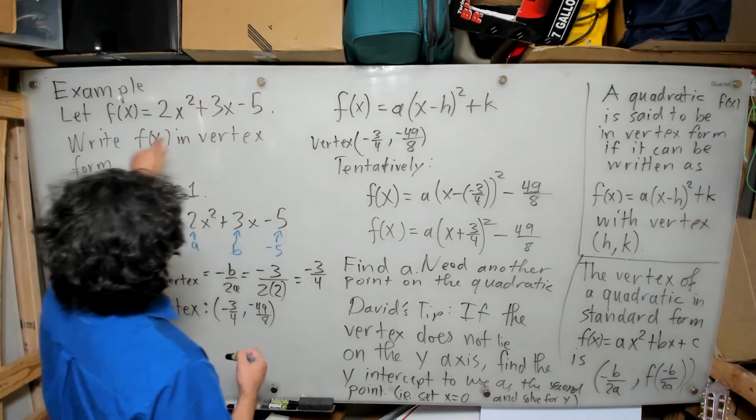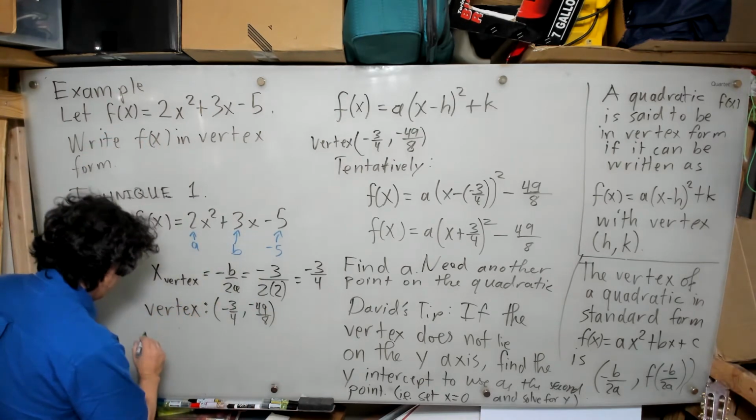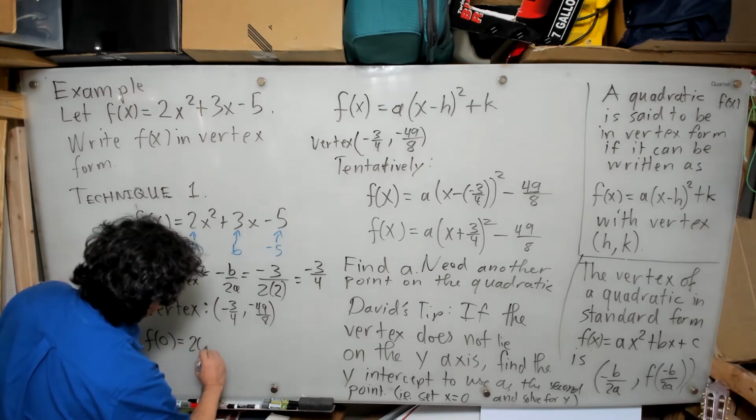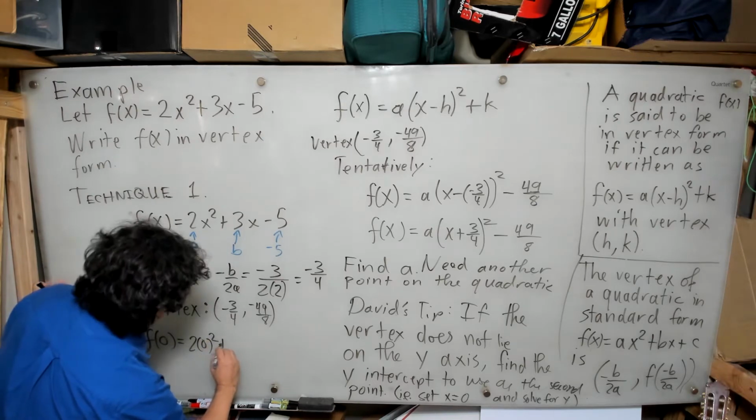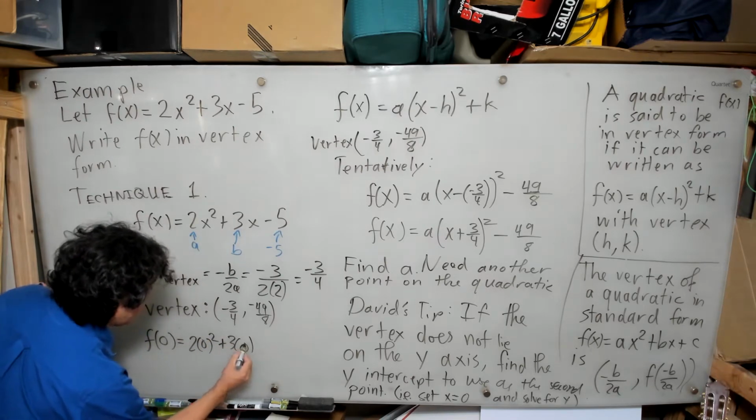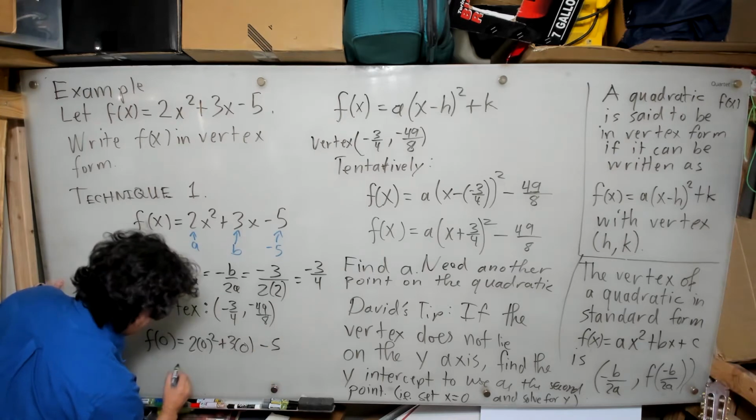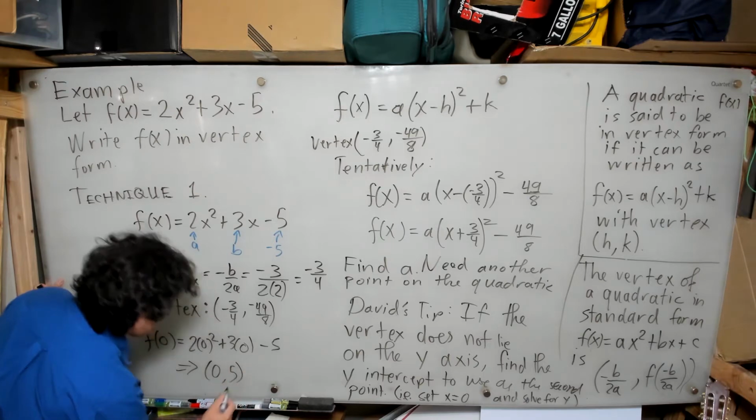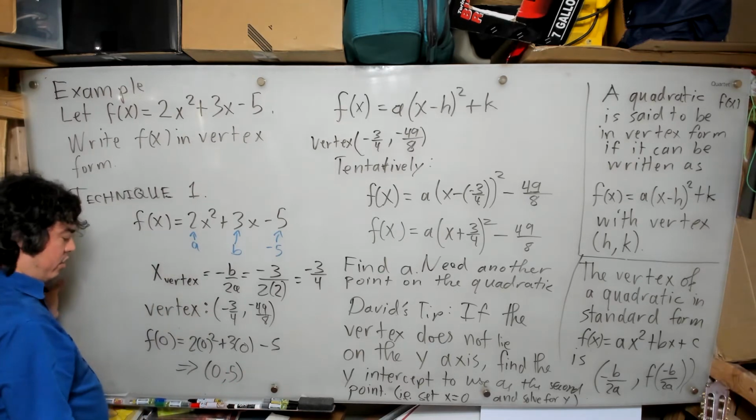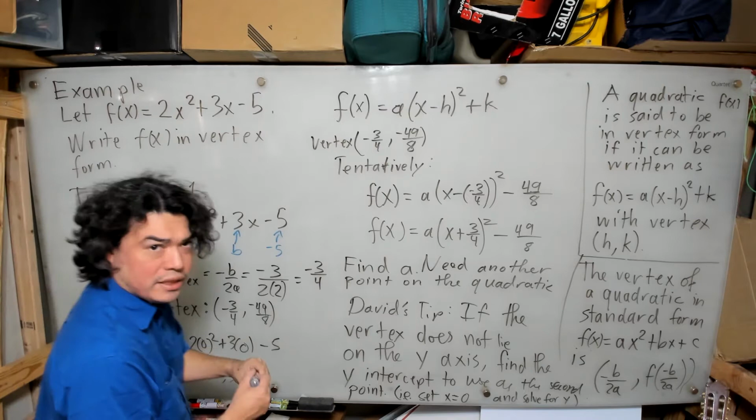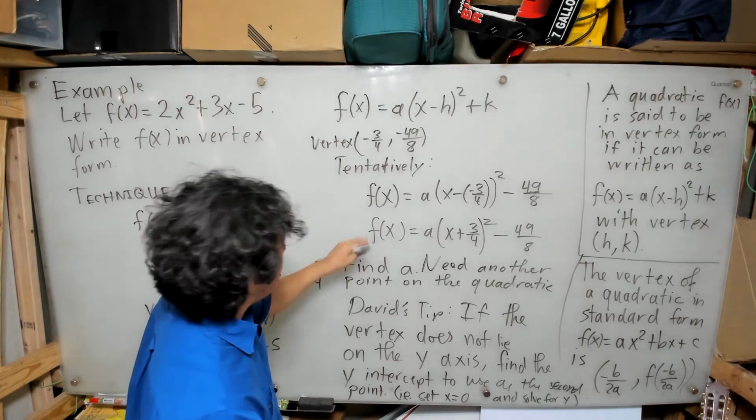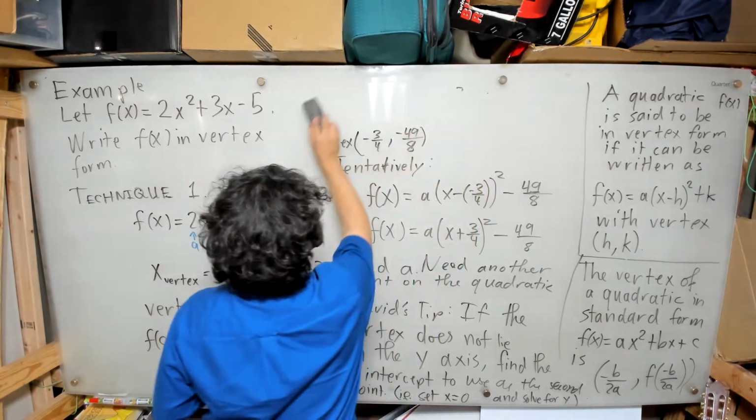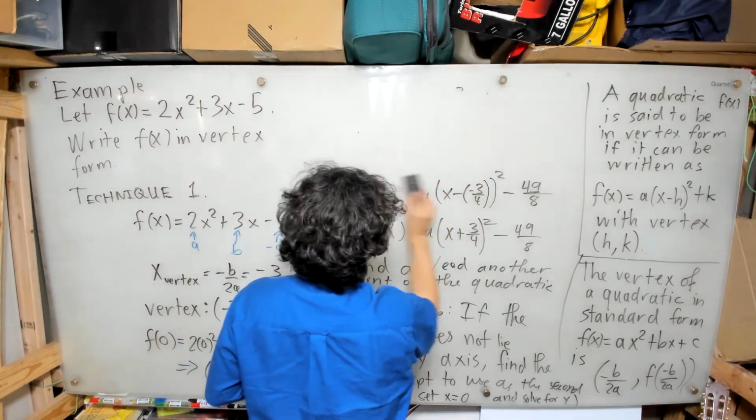We already saw that if we set x equals 0 here, let me just write this down. f of 0 is going to equal 2 times 0 squared plus 3 times 0 minus 5, which implies that the point (0, -5) is on the parabola. Now let's take this information to find my a. I'm going to erase this.